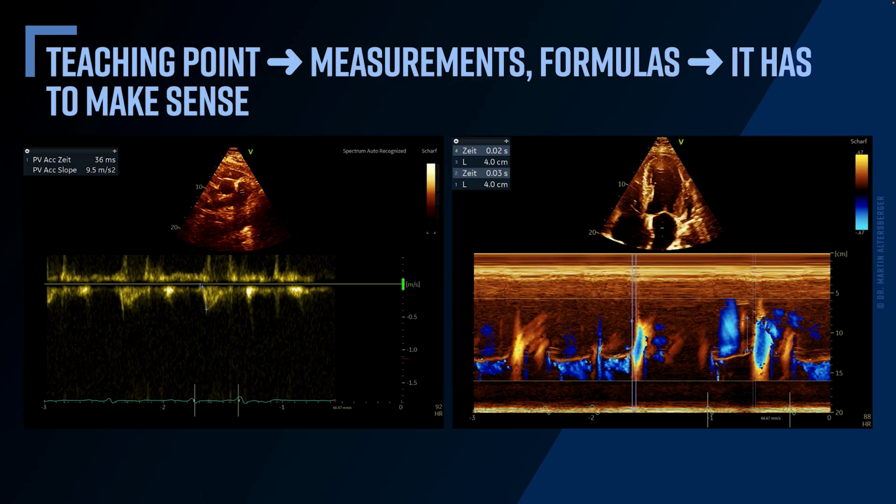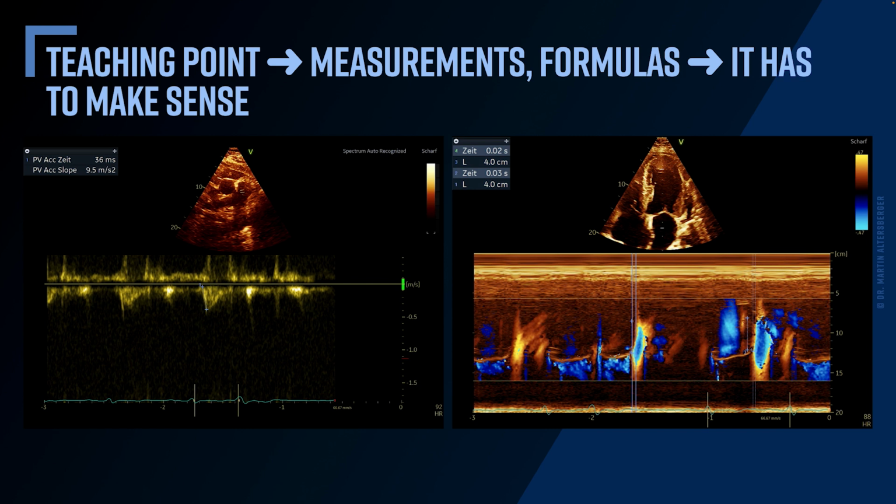So the teaching point here is that measurements and formulas are all interesting and important to understand and sometimes to measure, but of course they have limitations and they have to make sense. So also use all the information you can get in echocardiography to define what the most likely situation is. Is elevation in filling pressures present? Is the left heart disease responsible for pulmonary hypertension, or do we have to look further?